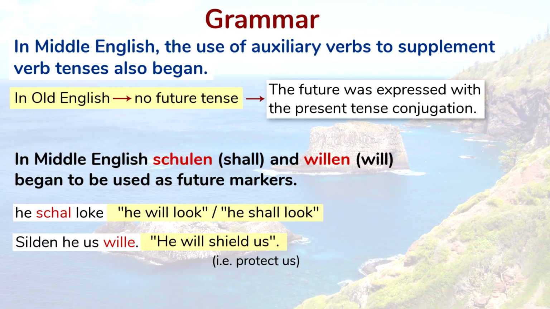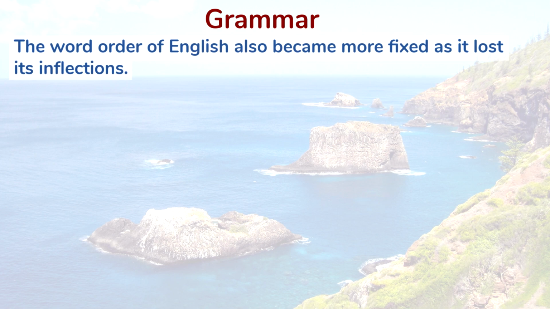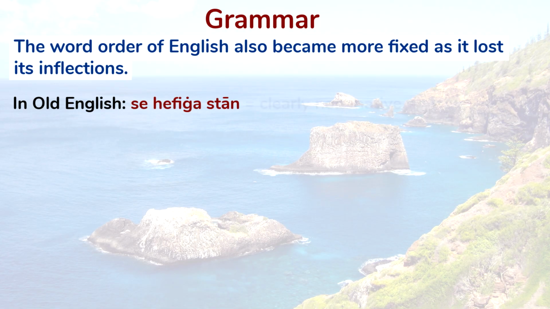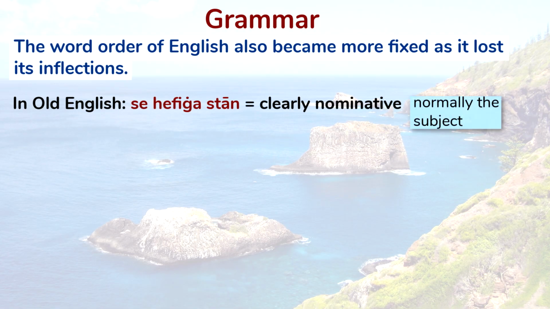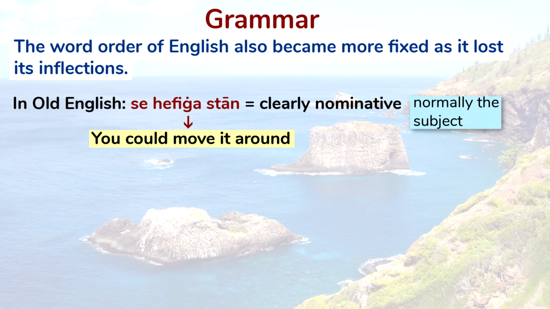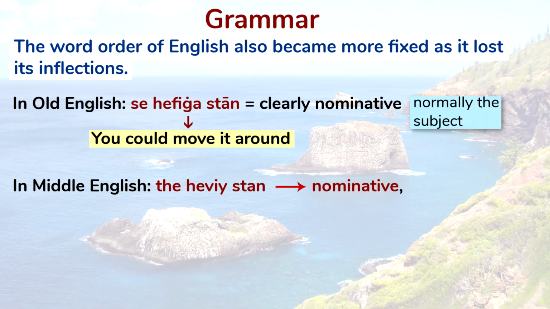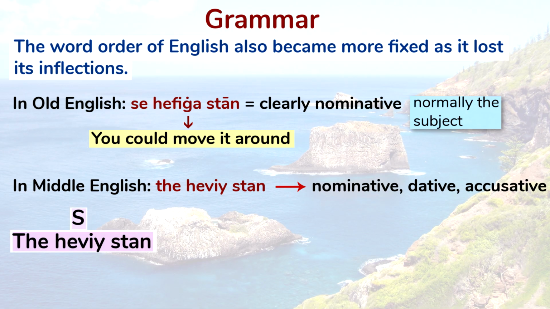This was a sign of English becoming a more analytic language as it lost its inflections. The word order of English also became more fixed as English lost its inflections. In Old English, se hevia stan would be clearly nominative, normally the subject of a sentence, so you could move that phrase around and it would still be clear that it was the subject. But in Middle English, tha hevi stan could be nominative, dative, or accusative. So to show it's the subject, it would normally be first, followed by a verb, and then an object or complement, if there was one.